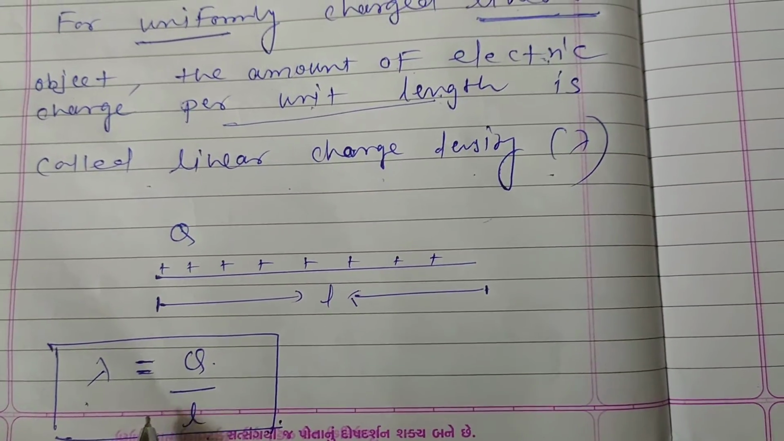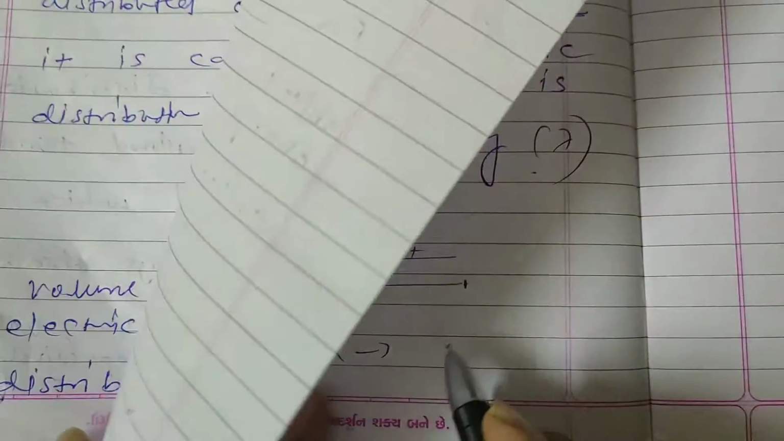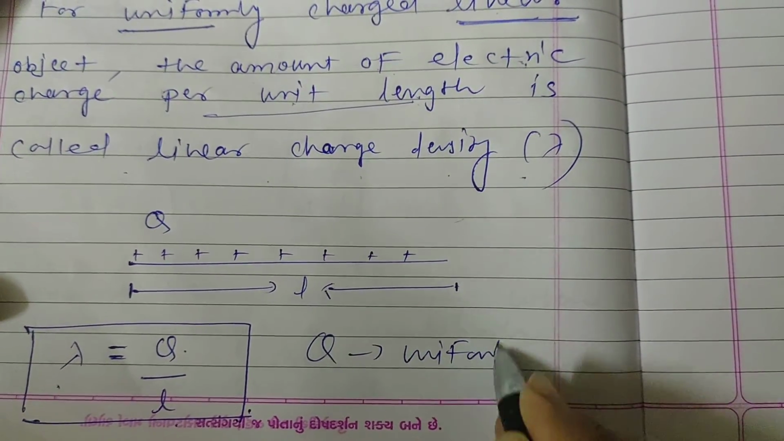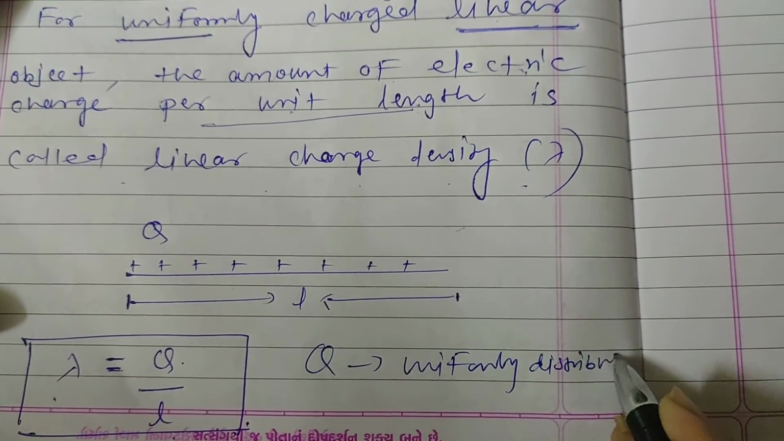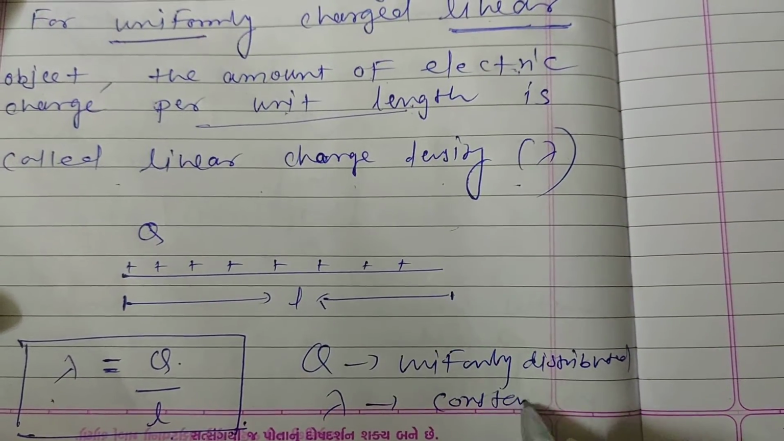But remember, this formula is only valid when Q is uniformly distributed, and then lambda is constant.